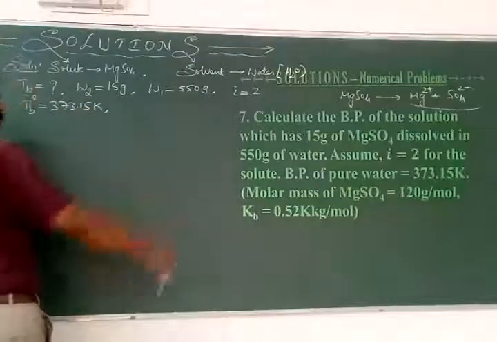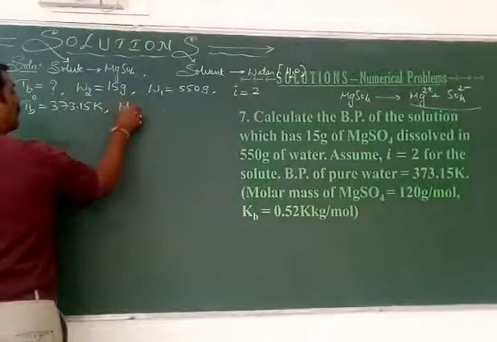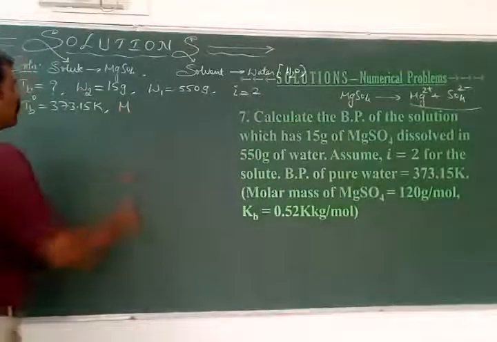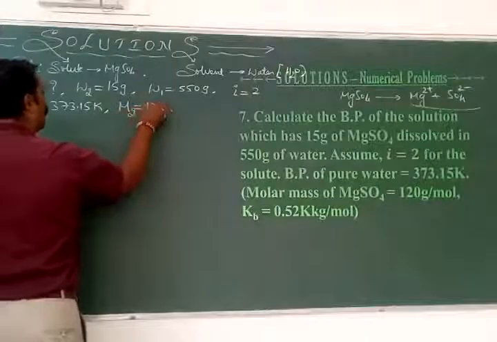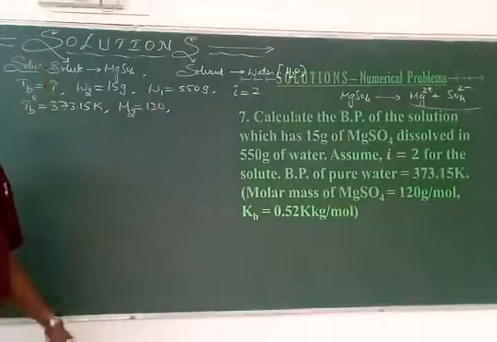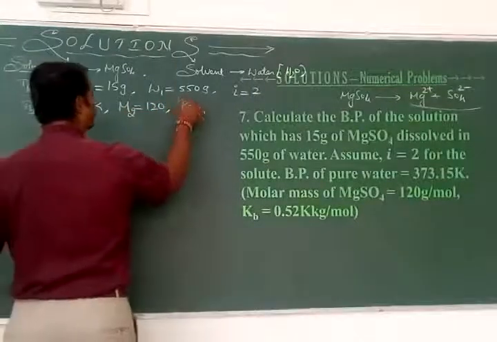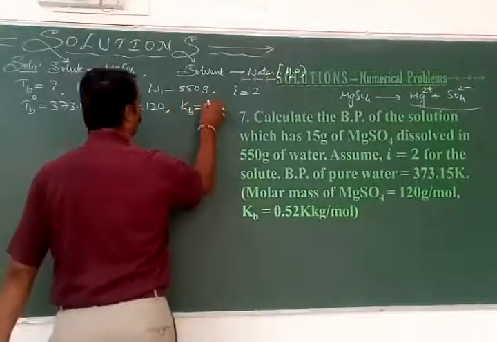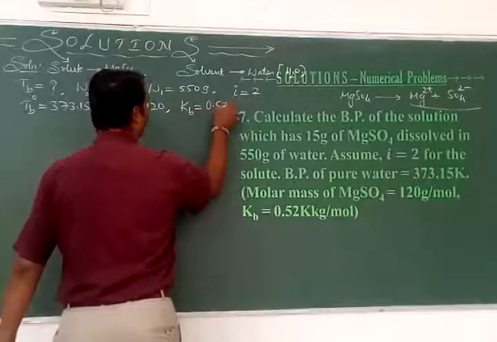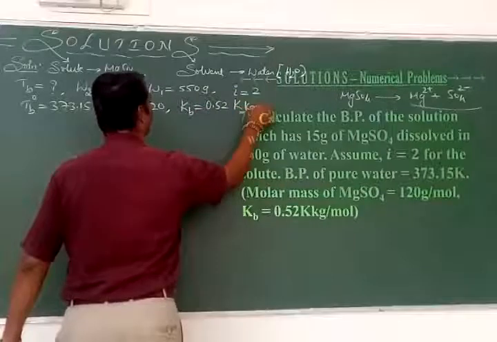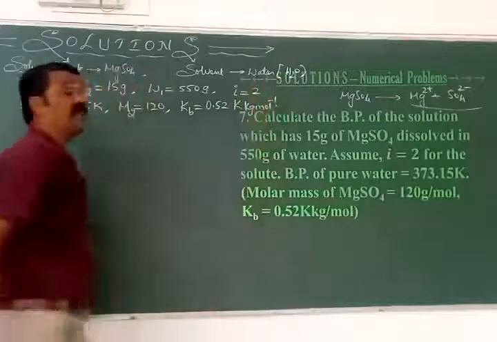Molecular mass of magnesium sulfate: molecular mass of the solute is M2, and it is equal to 120. And also the value of Kb is given as how much? Kb is equal to 0.52, I think, Kelvin kg per mole. So these are the things that have been given.